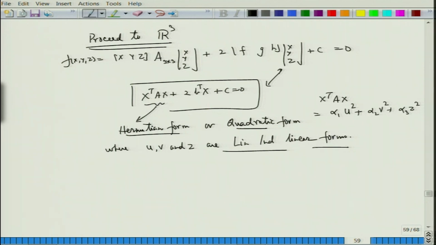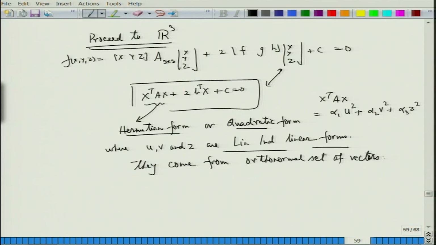What we are saying is that linear forms are independent, which means I have got linearly independent vectors, and they are orthogonal also. Linear forms means they come from an orthonormal set of vectors.